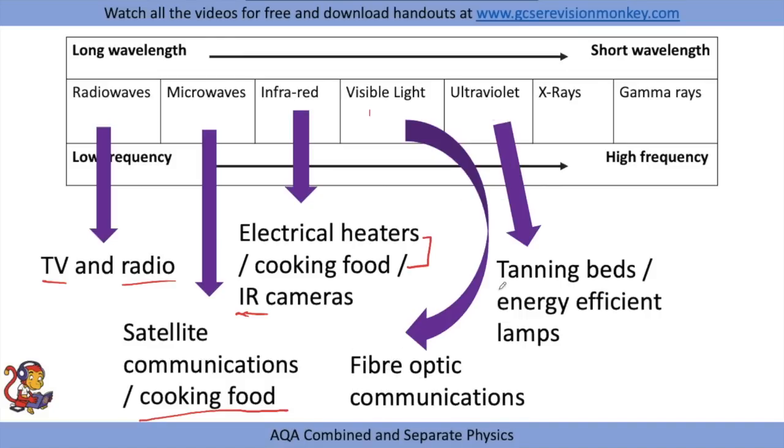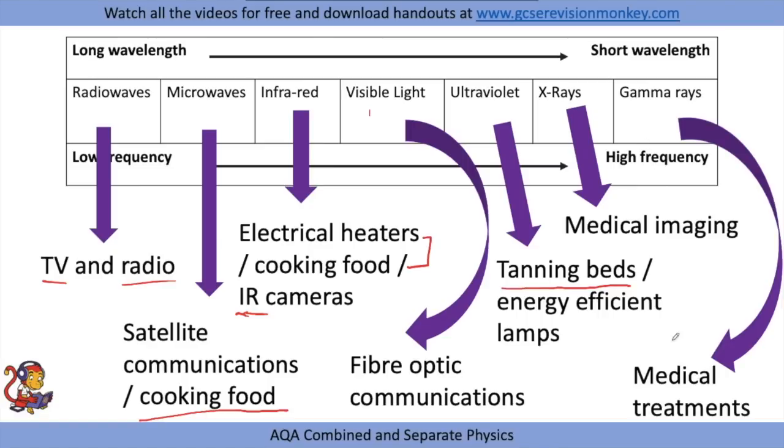Ultraviolet light is used for things such as tanning beds or energy efficient lamps using ultraviolet. X-rays are used for medical imaging, and gamma rays for medical treatment. So gamma rays are often used to kill cancer cells, for example.